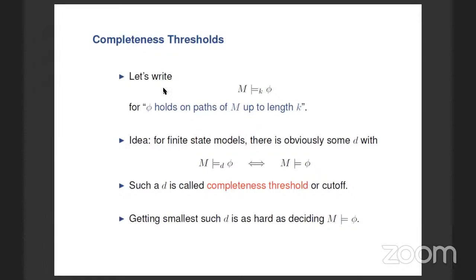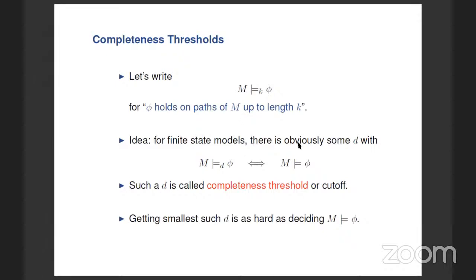So what we're doing right now in BMC is something like this. We are checking if a formula phi holds on paths in M up to length K. Correct? And this we are doing by enumerating, looking for longer and longer counterexamples, and we said with lasso shape.